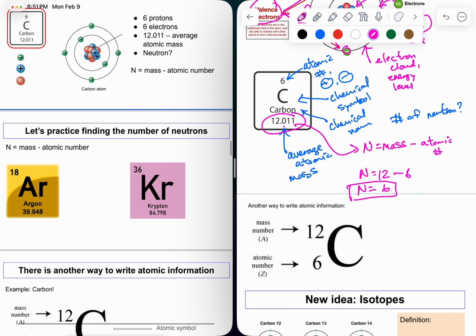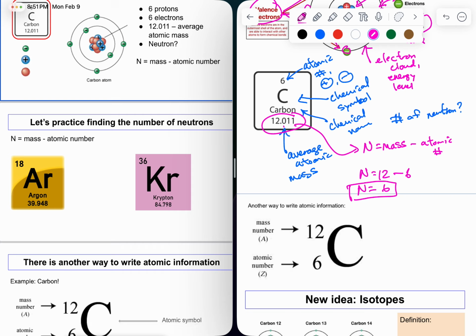Now, if you want to practice, you can try these two: argon and krypton. You would round this to 85, and you subtract 36 from it, you get the number of neutrons. Here you round it to 40, you subtract 18 from it, you get the number of neutrons. Okay, so this is the equation that you need to use.